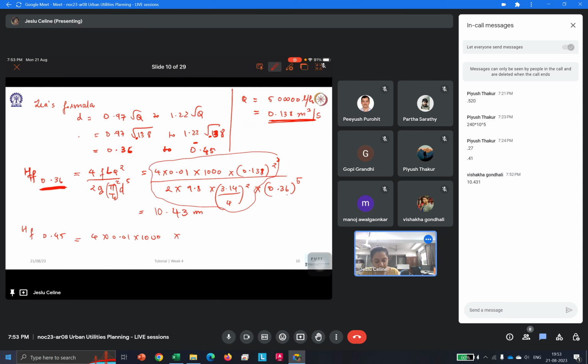So it'll be the same thing: 4 into 0.01 into 1000, that is 4000... into 0.138 the whole square divided by 2 into 9.8 into 3.14 divided by 4 the whole square into, now it will be 0.45 the whole raised to 5. How much does that work out to?